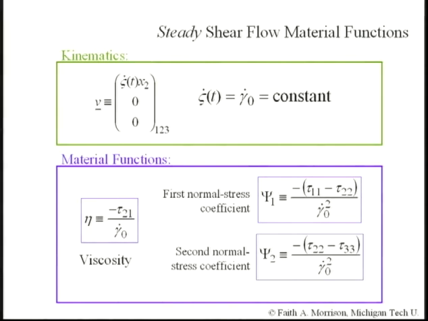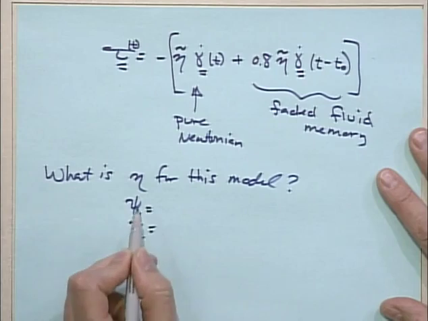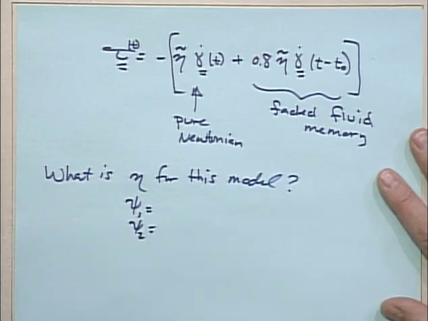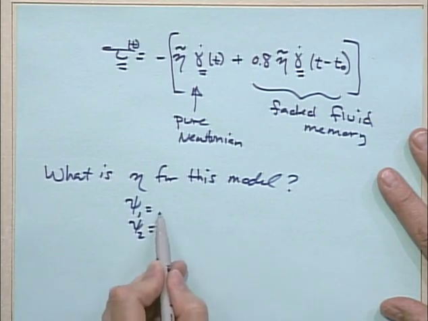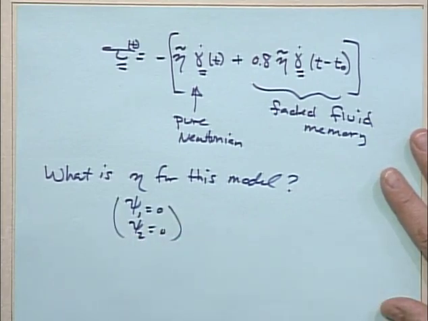Can you start by telling me what psi 1 and psi 2 are? Anybody off the top of your head? 0. Why? Because it's not going to predict anything. Right. It's steady shear flow. And steady shear flow has zeros on the diagonal for all times. So it's never going to predict those again. So those are going to be 0. We could either realize that now or we'll find it out later.